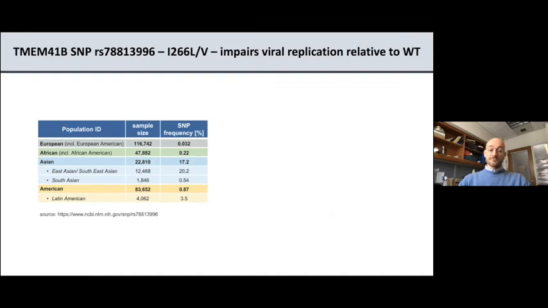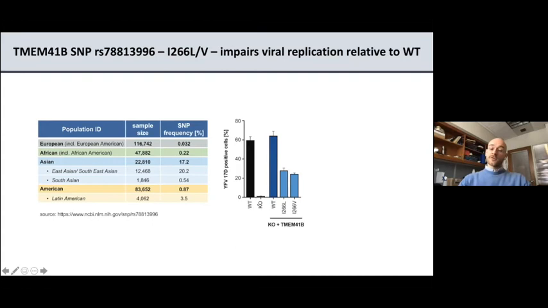A fun, interesting fact: TMEM41B encodes a SNP. Position 266 is an isoleucine, but it can be a leucine or a valine. It's prevalent in the Asian population, specifically the East Asian population, even up to 20%. But this SNP is basically absent in the European and African populations.